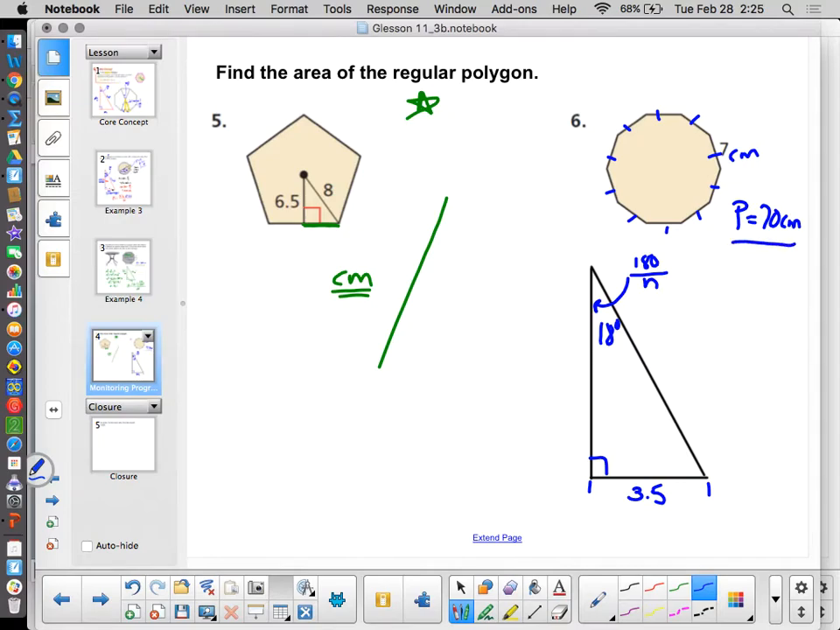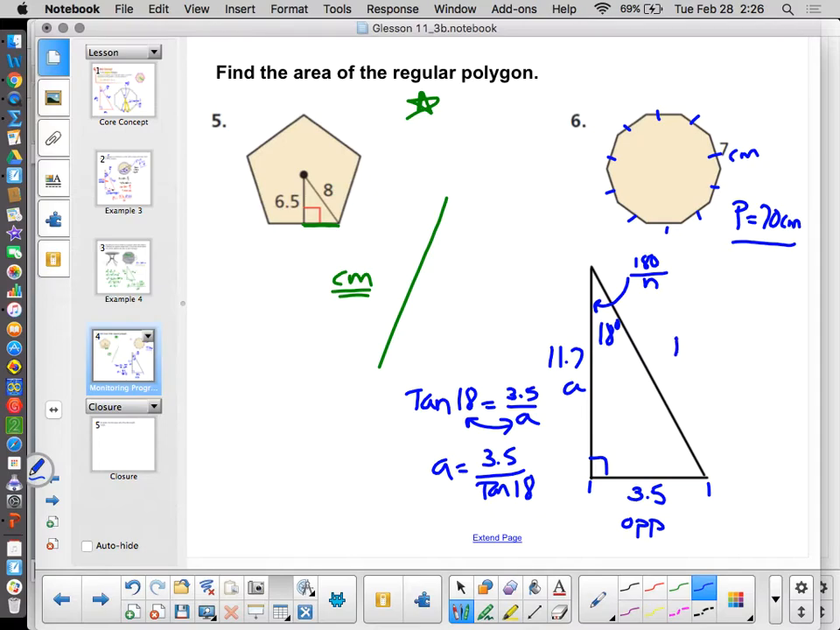I know the perimeter. I need to know the apothem. Half a side is the opposite side. The apothem is the adjacent side. Opposite and adjacent is tangent. So the function I set up is the tangent of 18 is opposite over adjacent. Remember, when my variable's in the denominator, I swap these two values. And I go to my calculator for that. 3.5 divided by the tangent of 18 is 11.7.